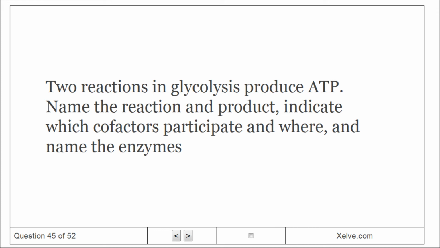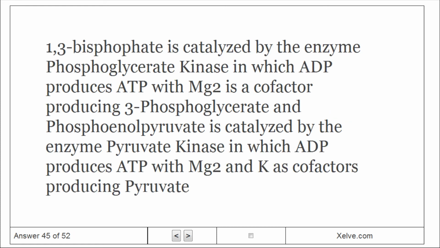Two reactions in glycolysis produce ATP. Name the reaction and product, indicate which cofactors participate, and name the enzymes. 1,3-bisphosphoglycerate is converted by the enzyme phosphoglycerate kinase, in which ADP produces ATP with Mg2 as a cofactor, producing 3-phosphoglycerate. Phosphoenolpyruvate is converted by the enzyme pyruvate kinase, in which ADP produces ATP with Mg2 and K as cofactors, producing pyruvate.